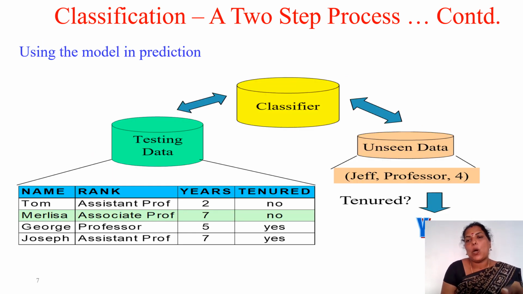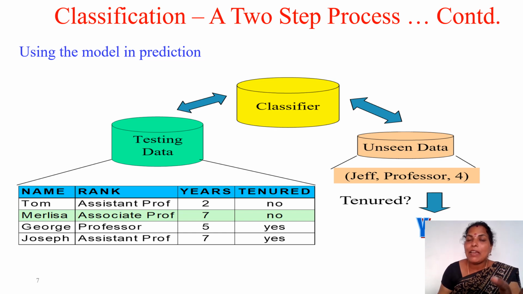Next, using the model in predictions. Here you see we have the testing data. There we also have all the features plus the class label. Why do we have the class label in the test data? In order to find out the performance of the constructed model, that is, how much accuracy the system is providing.